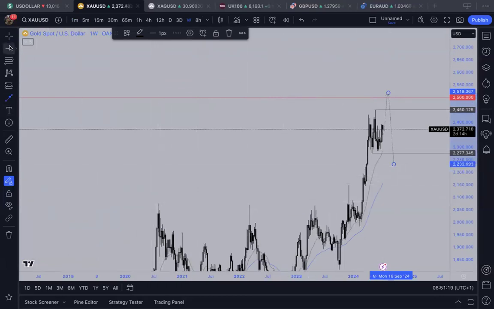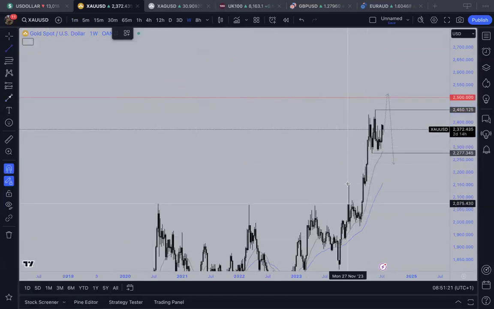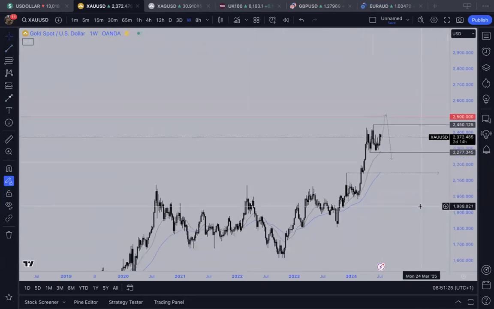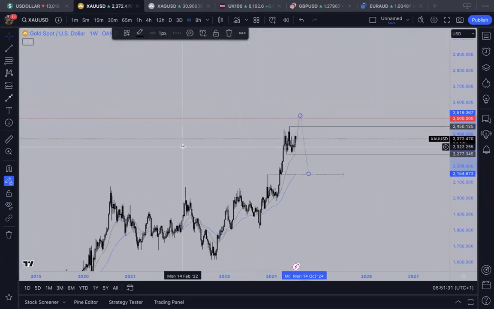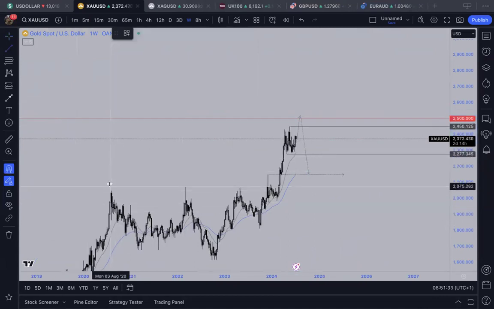So even if price, let's just say for this, even if price came all the way back down into here, that is still going to be, we can still be looking for longs. I mean, that's our kind of true break of structure.